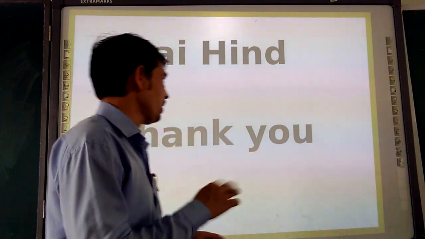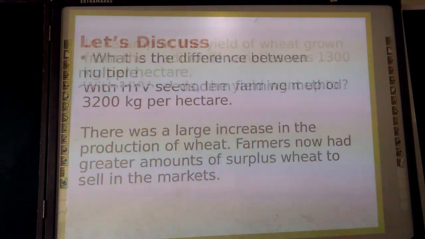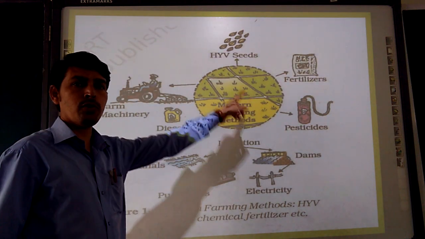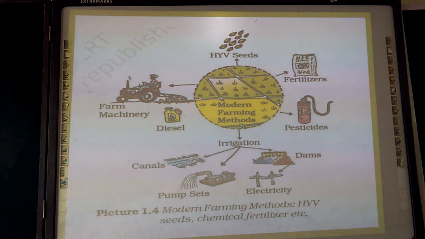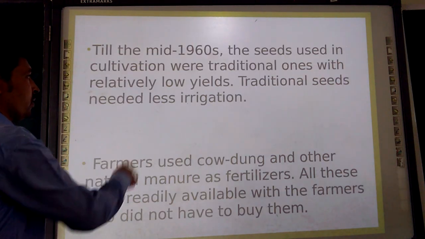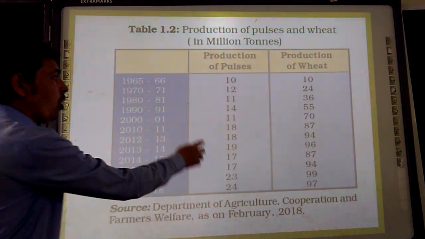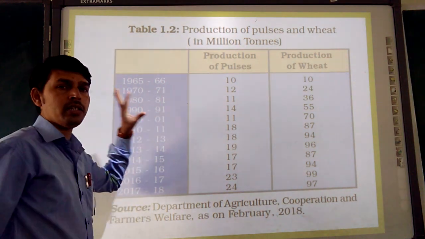Here once again I am showing you your homework part. You have to draw the flow chart. Please make a note of it. Draw the flow chart of modern farming methods. Then next, this graph I told you about, on the basis of this data you have to draw the flow chart.